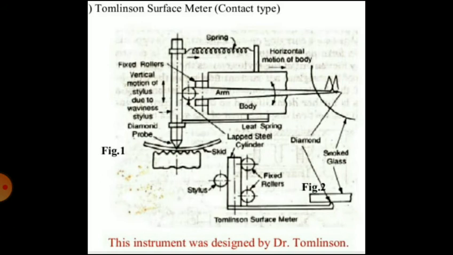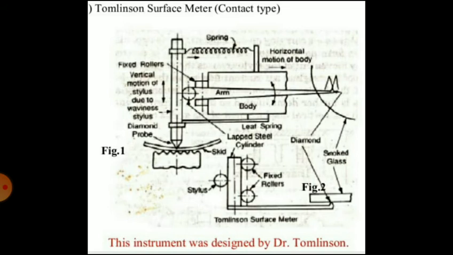So it consists of a diamond probe that is called a stylus, held by spring pressure against a lap steel cylinder. The probe is attached to the body of the instrument by a lip spring. So you can see the probe is attached to the body with the help of the lip spring. You can see this in the front view diagram.